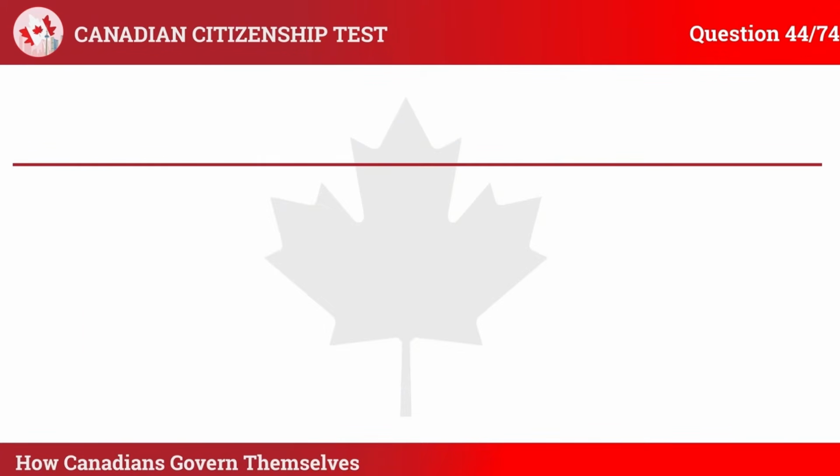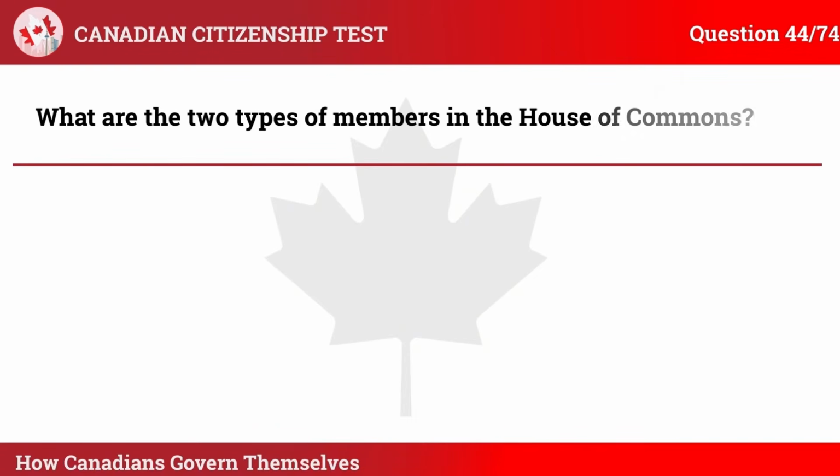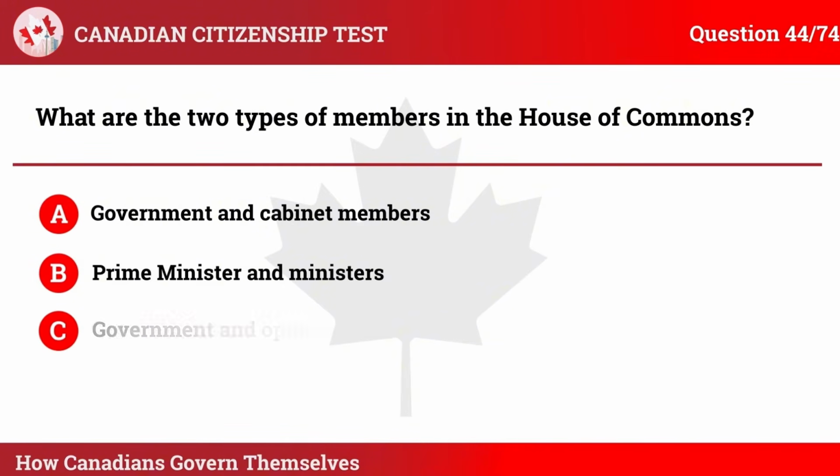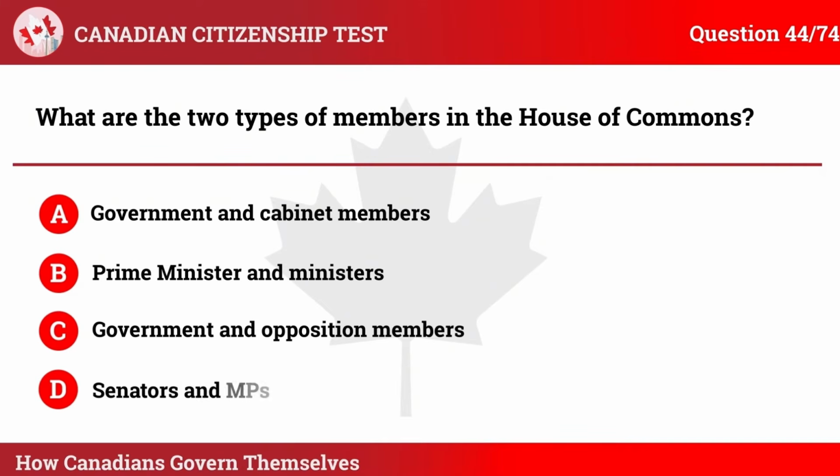Question 44. What are the 2 types of members in the House of Commons? A. Government and Cabinet members. B. Prime Minister and Ministers. C. Government and Opposition members. D. Senators and MPs.